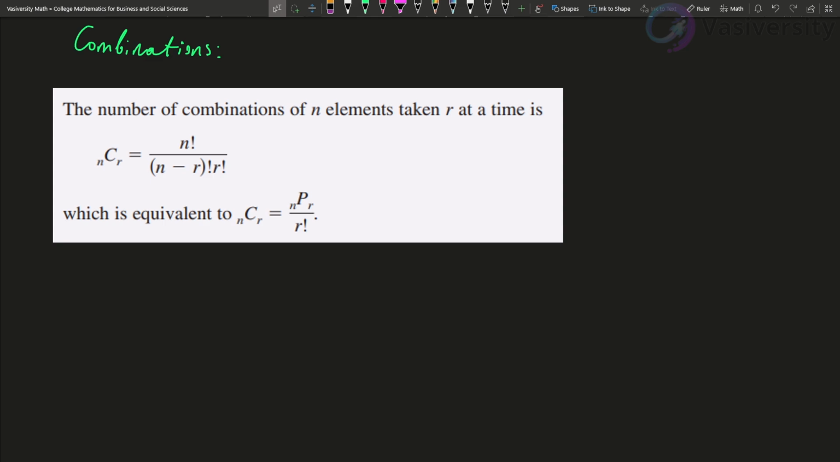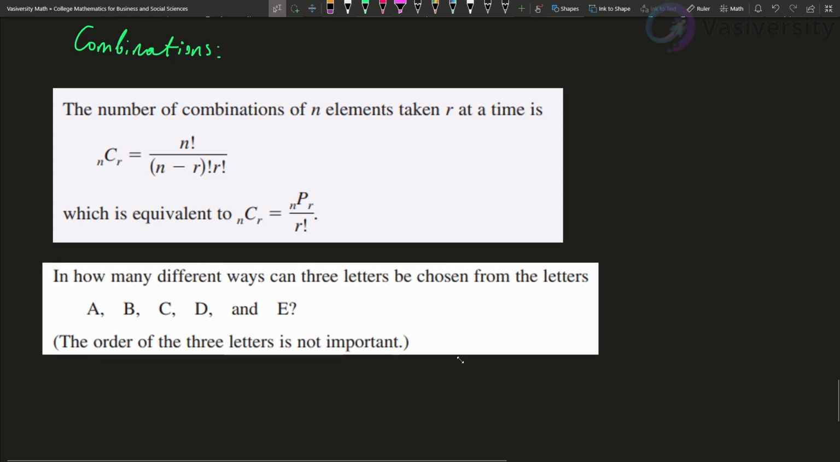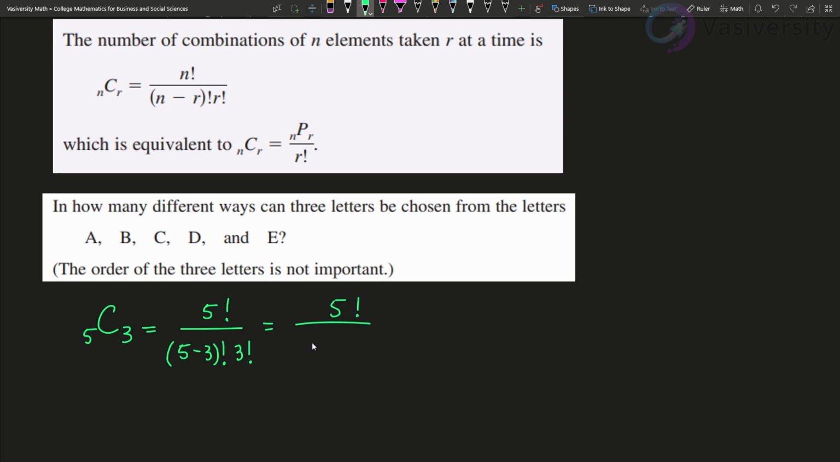In how many ways can 3 letters be chosen from this letter list? We have A, B, C, D, and E. Order doesn't matter. So essentially, we're looking for combinations of 3. We have 5 letters, so C of 5, 3 is equal to 5 factorial over 5 minus 3 factorial times 3 factorial. So that's equal to 5 factorial over 2 factorial times 3 factorial.